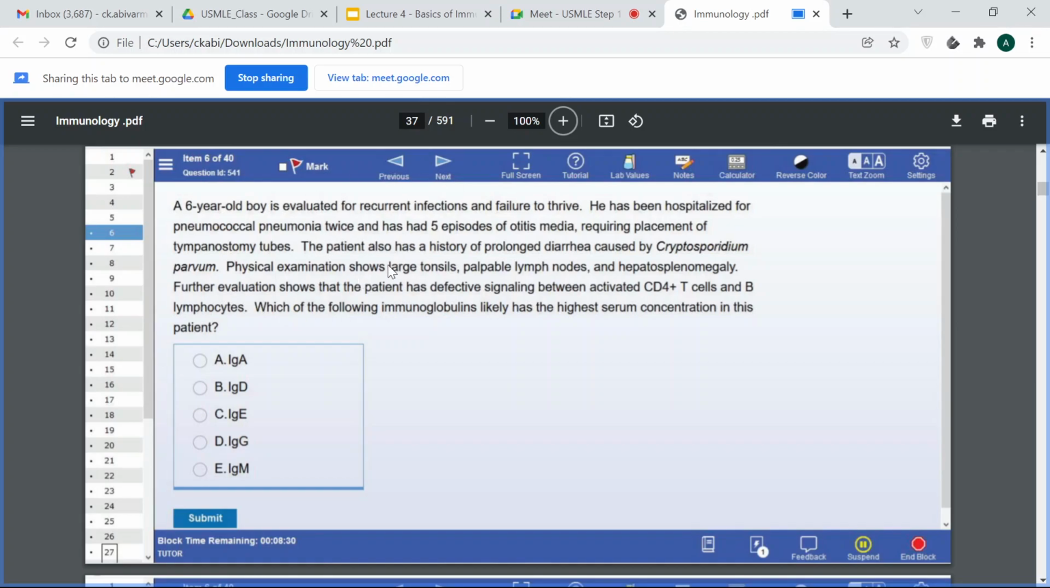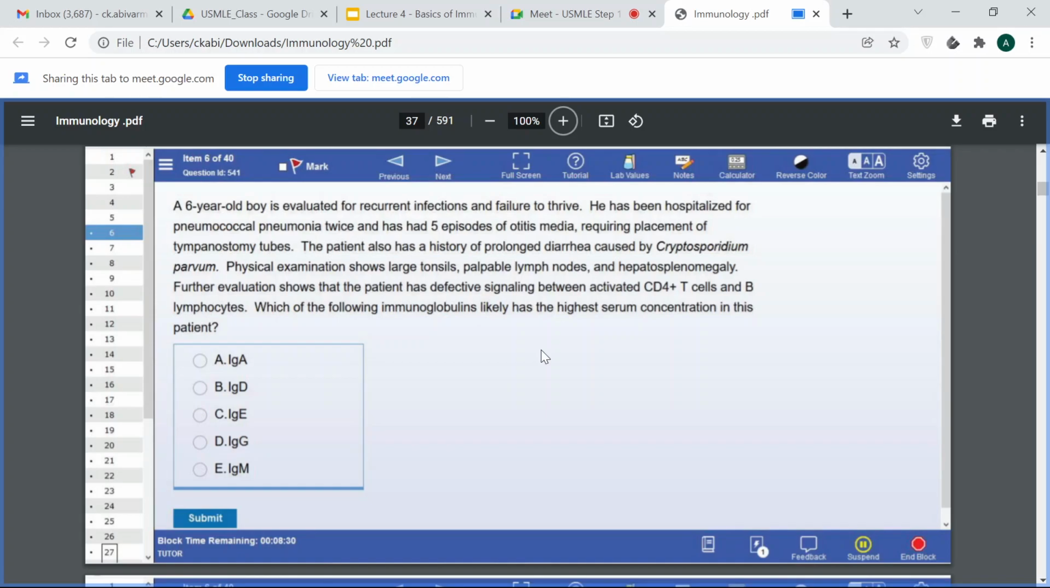So these are the information they give, and then physical examination shows large tonsils, palpable lymph nodes, hepatosplenomegaly. Further evaluation shows that the patient has defective signaling between activated CD4 T cells and B lymphocytes. Which of the following immunoglobulins likely has the highest serum concentrations in this patient?